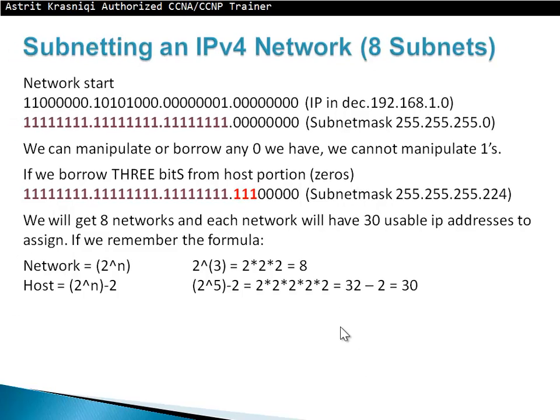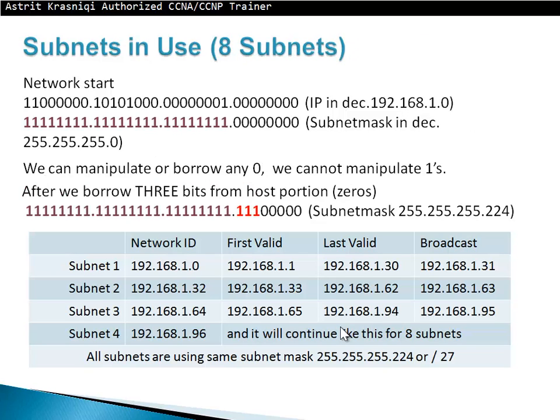Okay. Now if we look at the table, this is what we did. We continued. It's important that you know the network ID. What's the network increment? Once you find out what the network increment is, then it's easy to find out the first valid, last valid, and broadcast, because it's minus 1, minus 1.